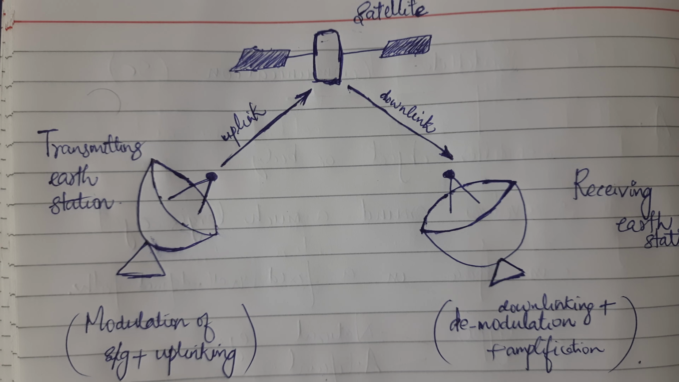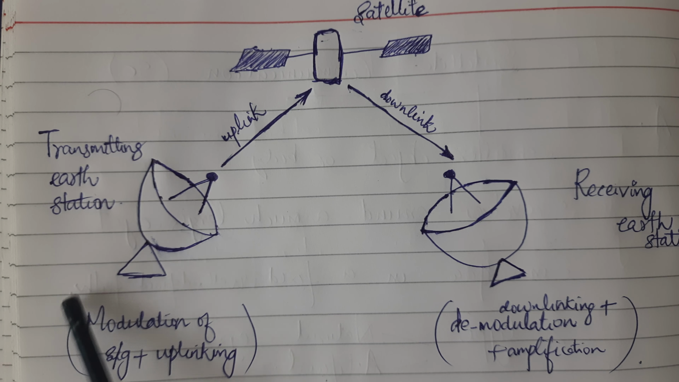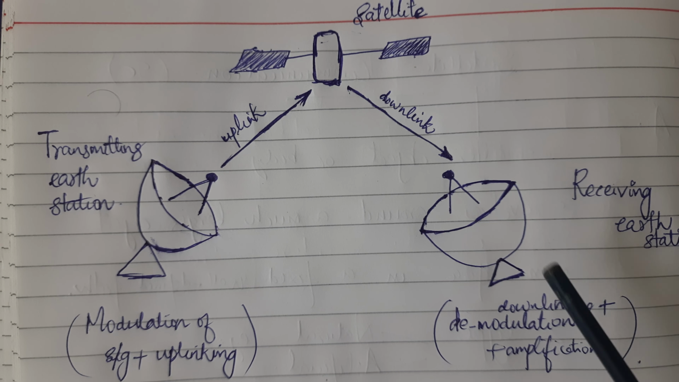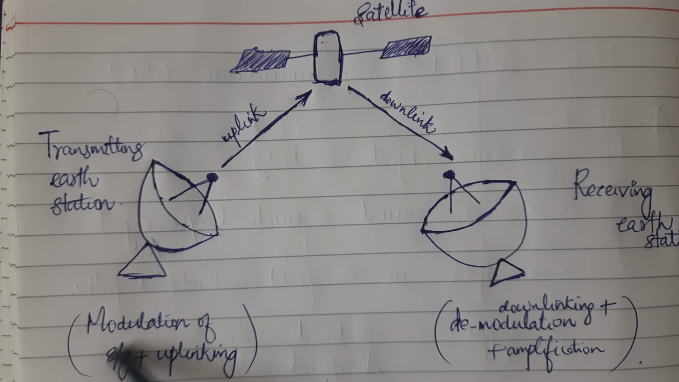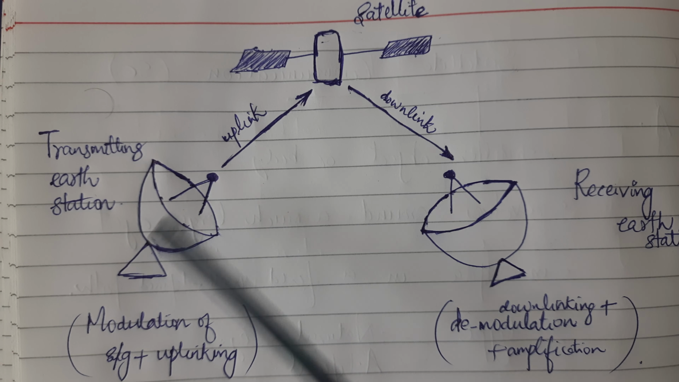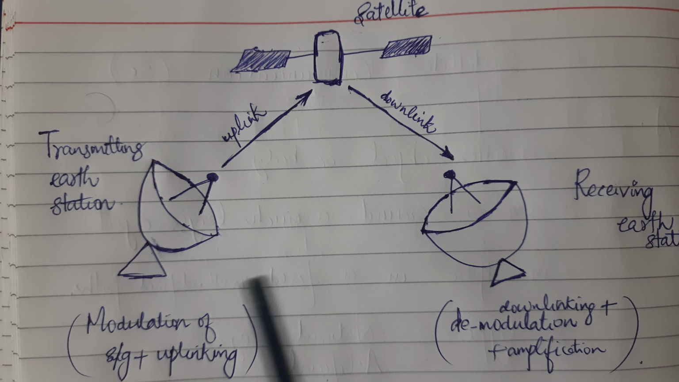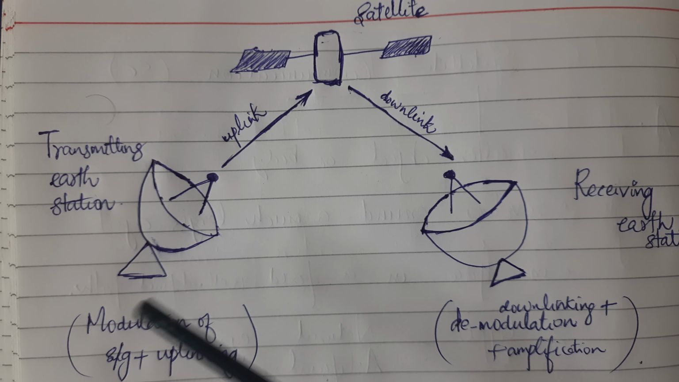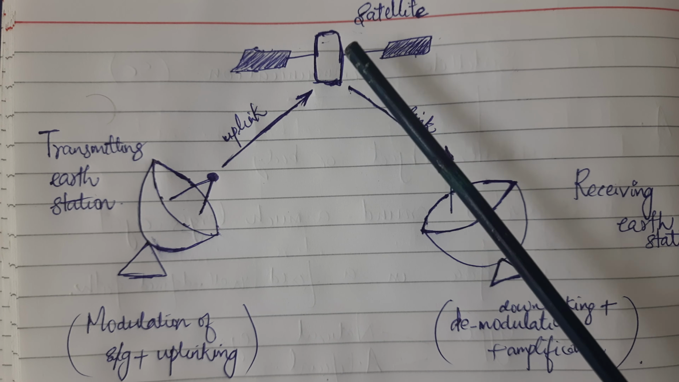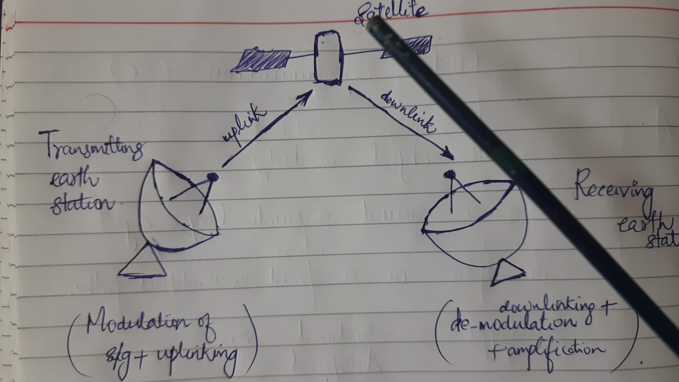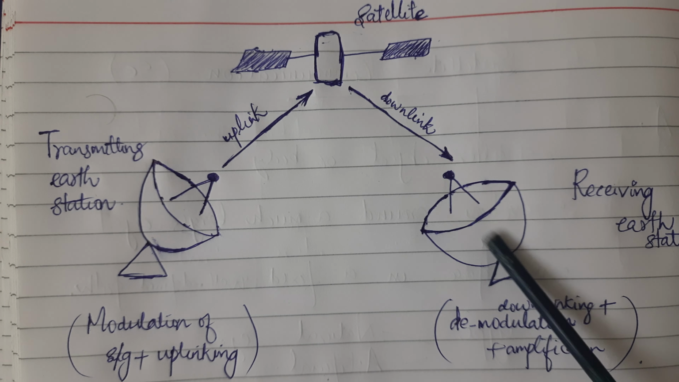Suppose this is an earth station, a transmitting earth station, and this is another earth station which receives the signal from the satellite. This is the receiving station, and this is the transmitting station. The signal from the device goes through the communication network and reaches the transmitting station. The transmitting station sends the information to the satellite, and the satellite, after processing the information, returns it to the receiving station.